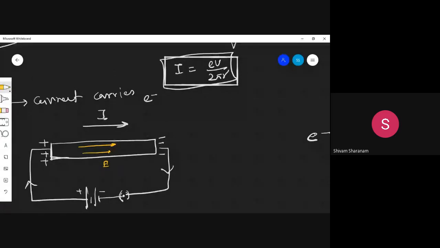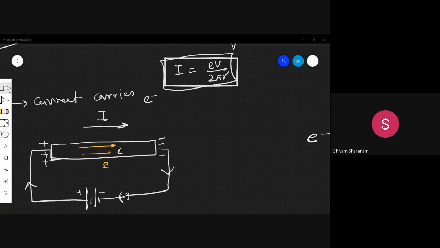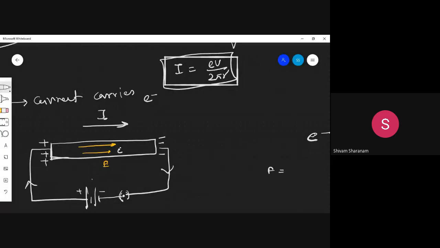So if an electron is there, this electron will experience force in which direction? If you place an electron in an electric field, in which direction does the electron experience force? Opposite direction. Opposite of electric field, because a positive charge will experience force in the direction of electric field. The force experienced by an electron in electric field E is equal to minus E. So the direction of this force is negative with respect to the direction of electric field. Negative means this electron will experience force in this direction and it will move in this direction.